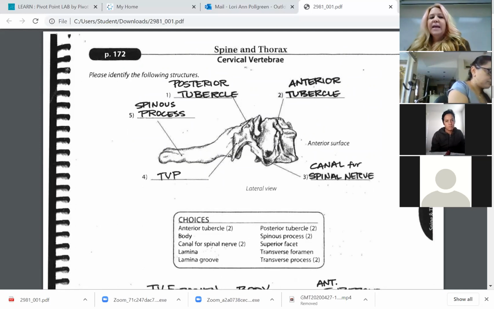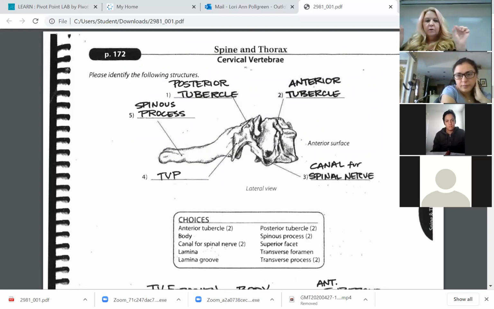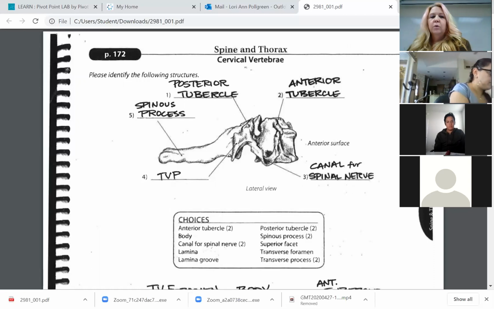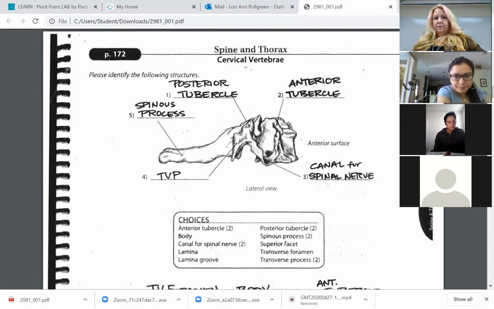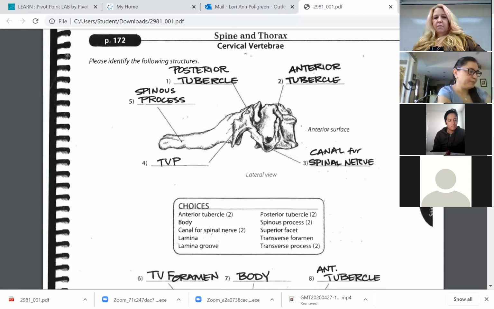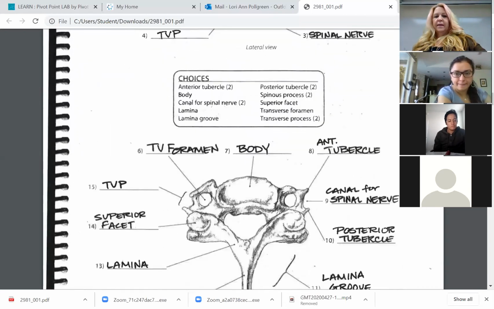And then we have a canal for the spinal nerve. And next time you're in here and you get to look at skinny, you can see all those little nerves that stick out of the side. Our transverse process, again, it's kind of hard to see from this angle, but that's a little wing sticking out. And then our spinous process. Good on that part? All right, so now we're gonna look at that top view.